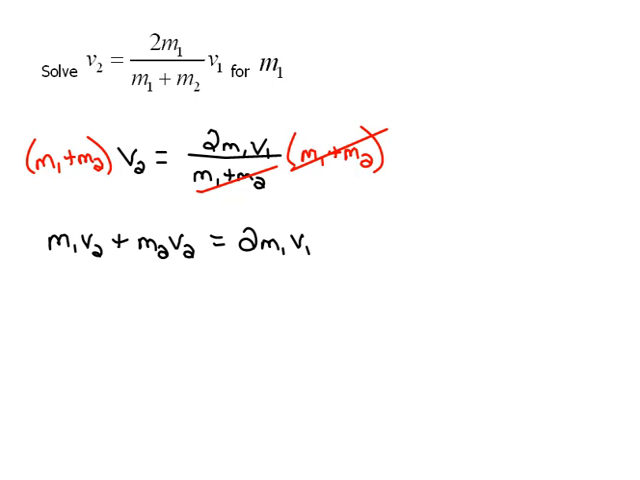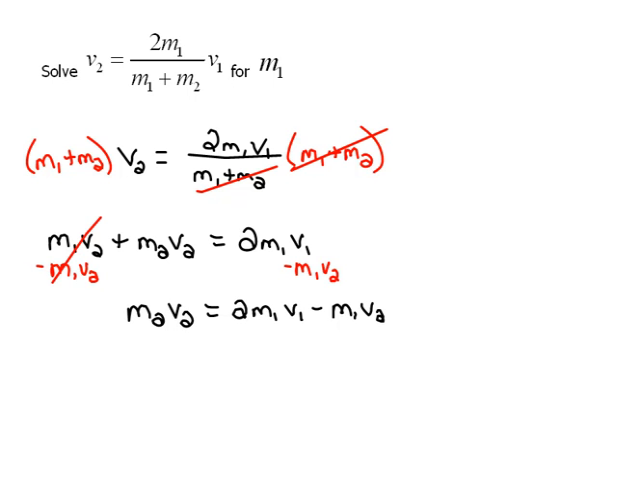Now remember, we're solving this for M sub 1, M1. So I want to get everything that has M1s in it to one side, everything else on the other side. So I've got an M1 over on the right. I'm going to move this term here over to the right to join it. So I'm going to subtract M1 V2 from both sides. That will cancel it out of the left and leave us with M2 V2 equals 2 M1 V1 minus M1 V2.